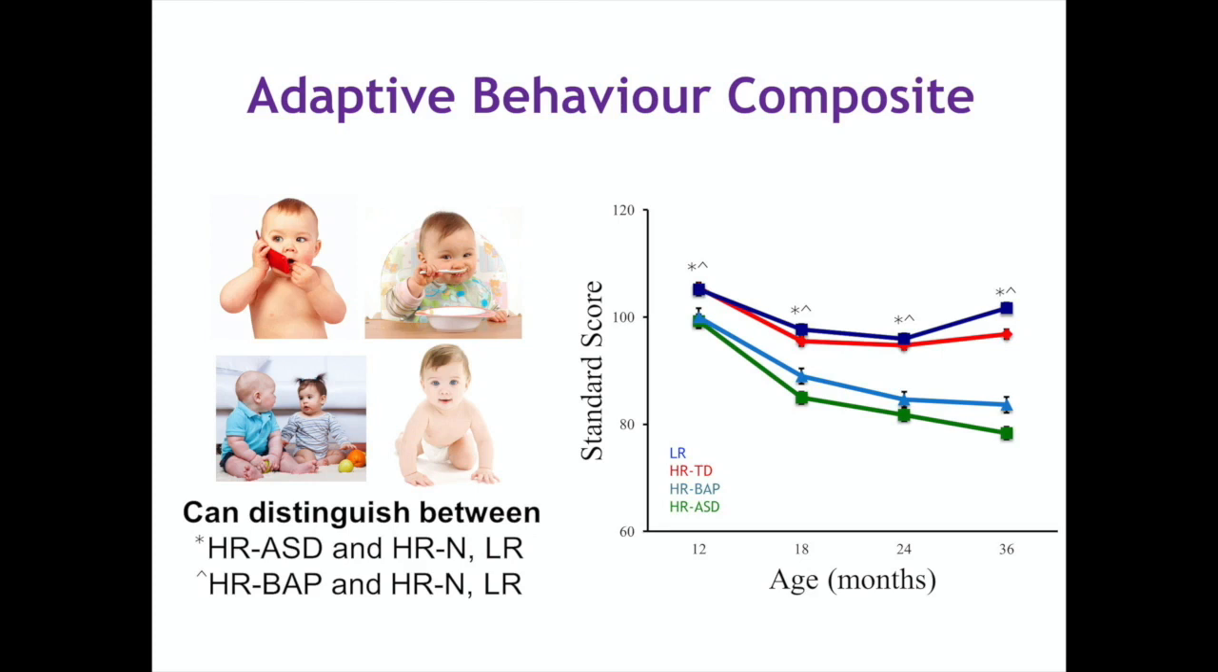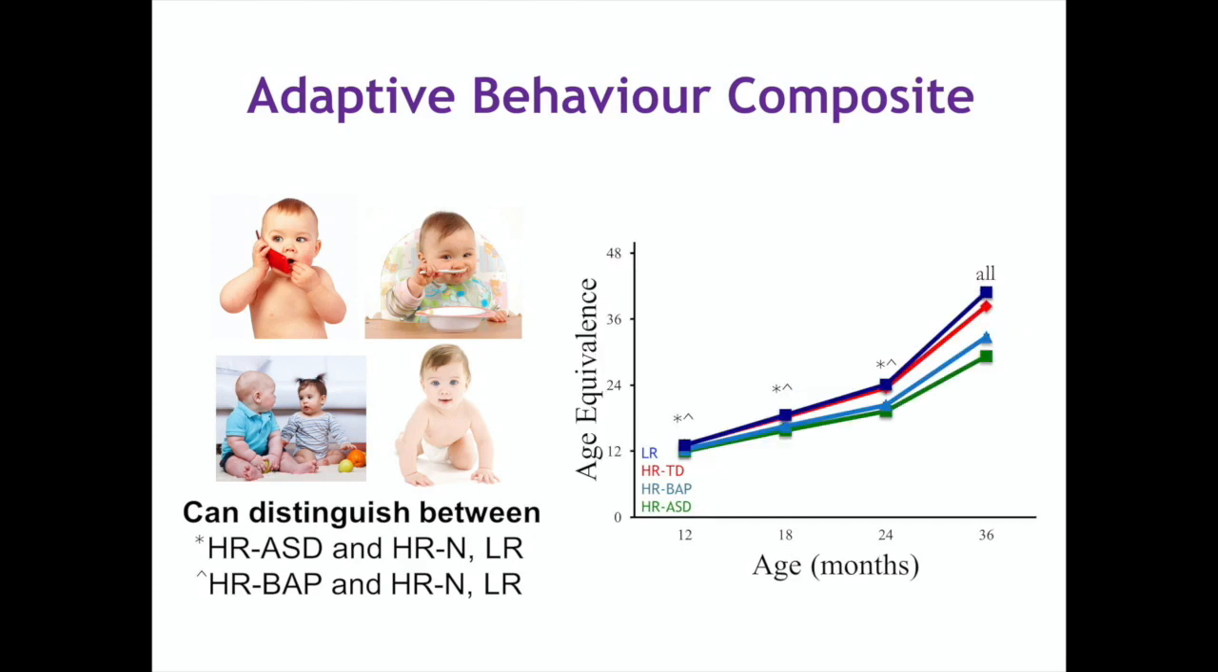And this was apparent across the 4 time points that we looked at, starting at 12 months and going to age 3. This graph is a little bit different because it's actually showing age equivalence. So the higher the age equivalence, the better the performance of the child. So you can see that they start out kind of in a similar spot at 12 months of age, but as they get older, you can see that the children in the 2 developmentally concerning groups are performing less well or at lower age equivalency than the other 2 groups.